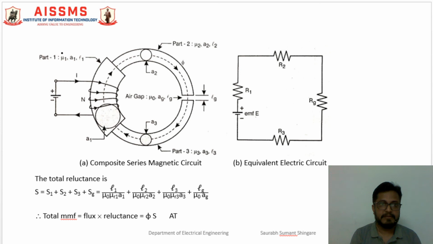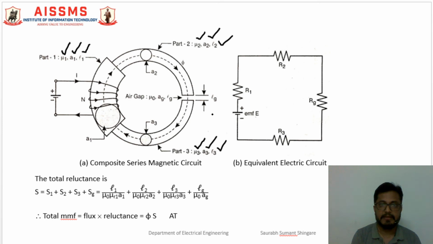So let the permeability of this part be mu1, cross sectional area of part 1 be A1 and length of part 1 be L1. Similarly, for part 2 type of material, let permeability be mu2, area be a2 and length be L2. Similarly, for part 3 magnetic material, let permeability be mu3, cross sectional area be A3 and length be L3.